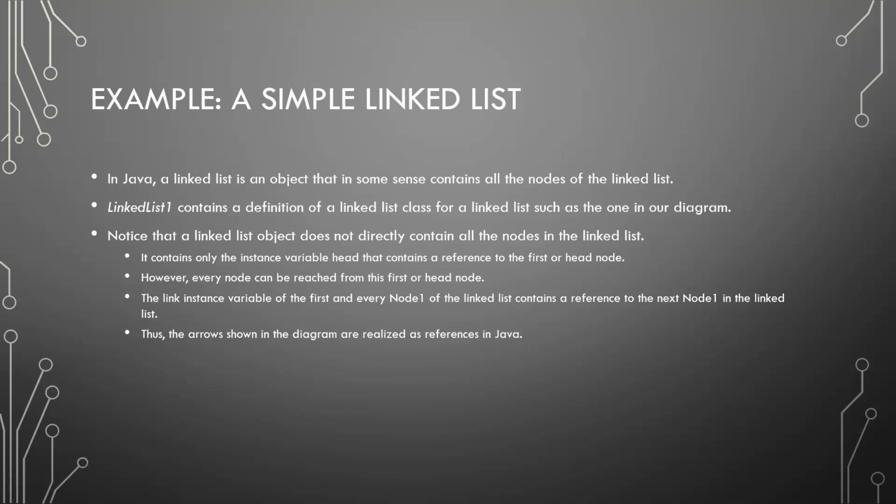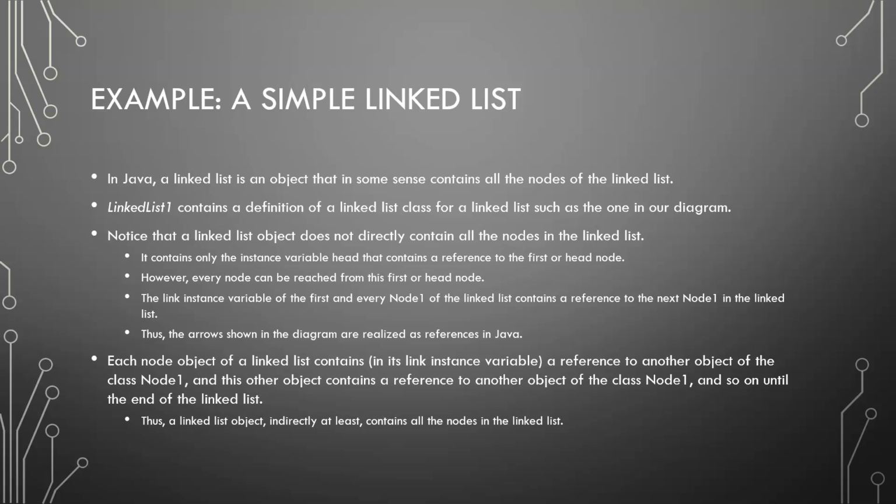And the link instance variable of the first and every node 1 in the linked list contains a reference to the next node 1 in the linked list. Thus, the arrows shown in the diagram are realized as references within Java. Now, each node object of a linked list contains in its link instance variable a reference to another object of the class node 1, and this other object contains a reference to another object of the class node 1, and so on and so forth until the end of the linked list. Thus, a linked list object indirectly at least will contain all the nodes within the node list.